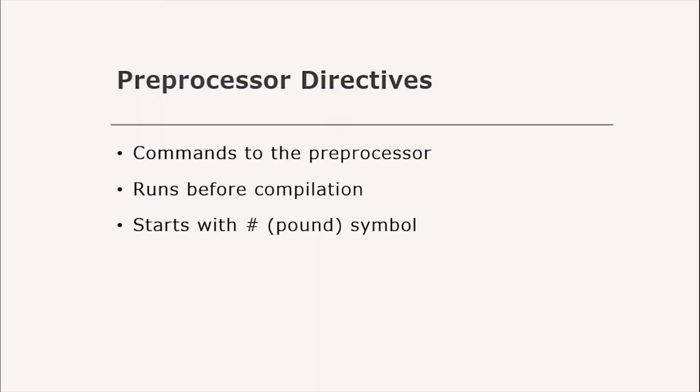The second part of a C++ program that we are going to look at is a preprocessor directive. As the name suggests, a preprocessor is a programming tool that runs before the compiler starts compiling the program. And the preprocessor directives are commands to the preprocessor to tell it to process the commands before the compilation starts.